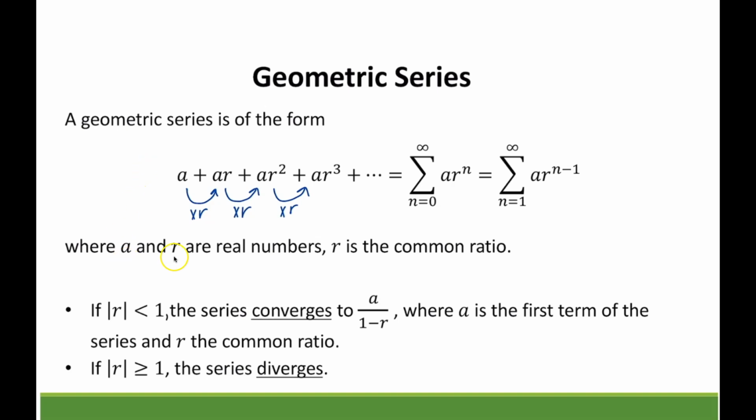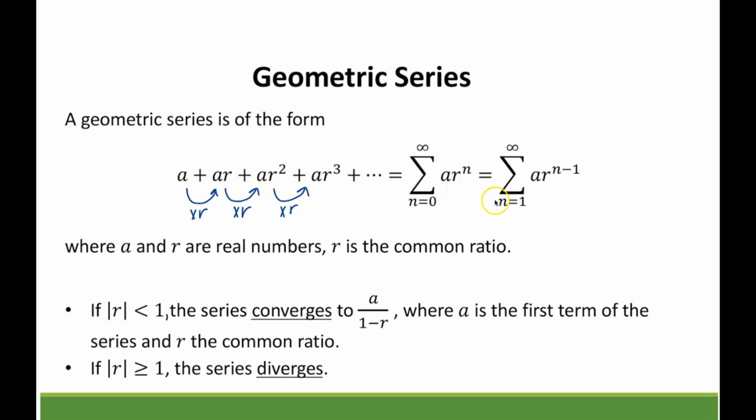So a and r are real numbers, and r has a special name. It's called the common ratio. If we want to express this in summation notation, we can start with an index of 0, and our general term will be ar to the n. So if we substitute in 0 for n, r to the 0 would be 1, making our first term just a. Then we'd substitute in 1, so we'd get ar. Then we'd substitute in 2, and we'd get ar squared, and so on.